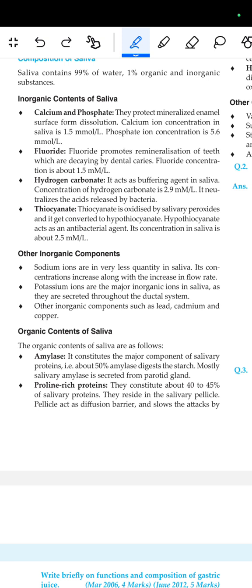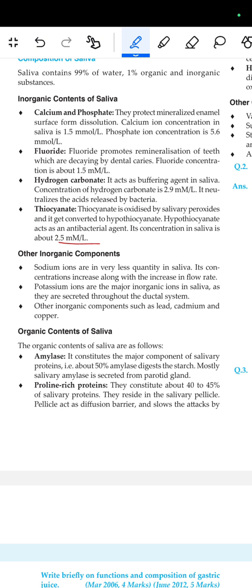The concentration of the hydrogen carbonate is 2.9 millimole per liter. It neutralizes the acid released by the bacteria. Thiocyanate is oxidized by the salivary peroxidase and converted to hypothiocyanate. Hypothiocyanate acts as an antibacterial agent. Its concentration in the saliva is about 2.5 millimole per liter.